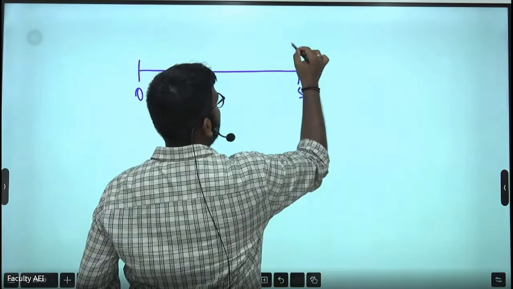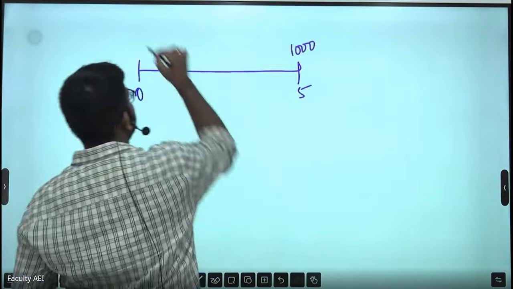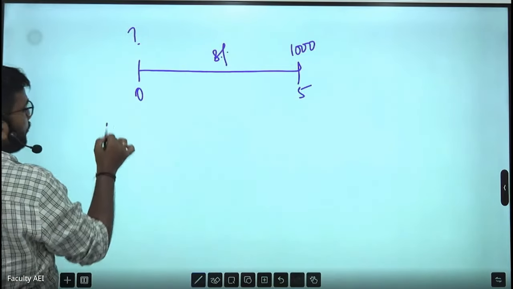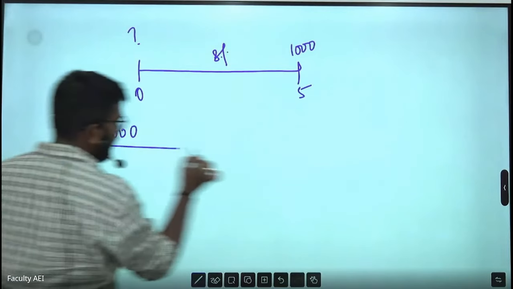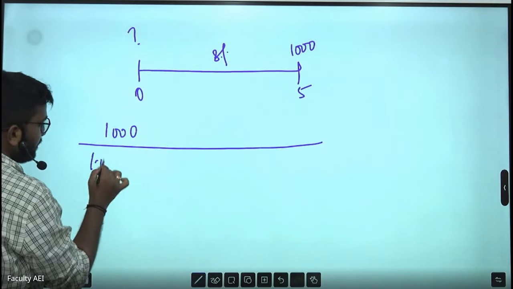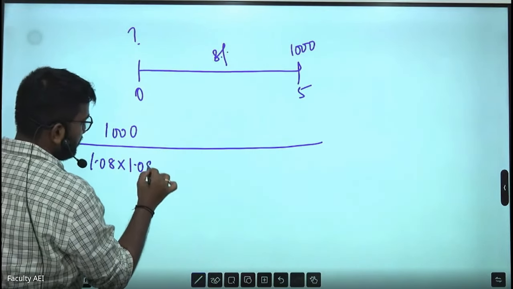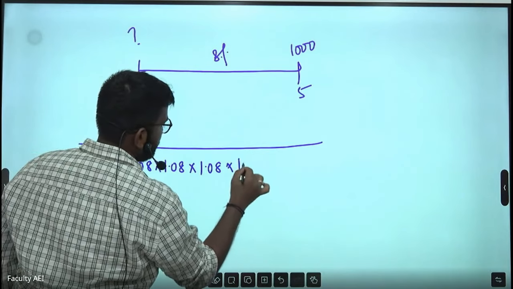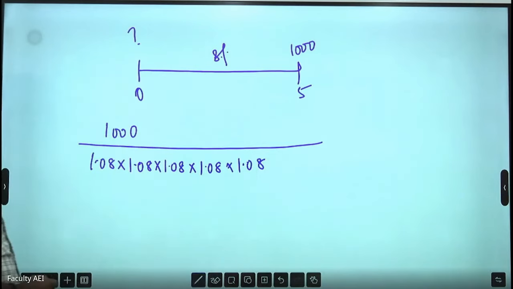You have 1000 here and the interest rate is 8%. So what you are going to do is 1000 divided by 1.08, 1.08, 1.08, 1.08, 1.08. Yes or no? Clear? Copy this.